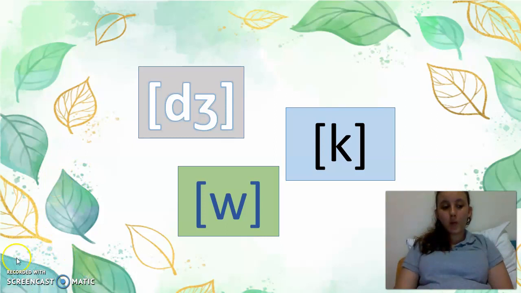The next consonant, CH, chop, for example, job. Chop, for example, job. The next consonant, K, K, for example, K.